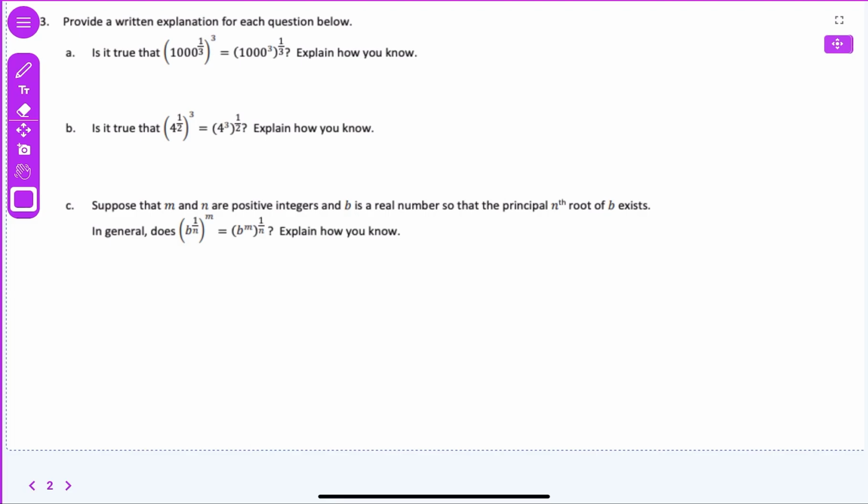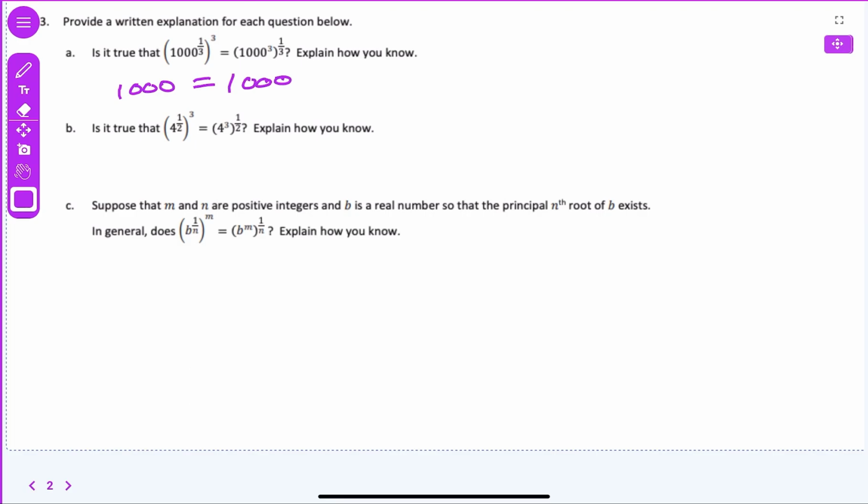Yeah, it is, because if you think about your exponent rules, and you have an exponent raised to an exponent, you just multiply them together, right? So it doesn't matter if you're doing 1,000 to the third to the 1/3 power. You're going to just multiply those together. So if you multiply 1/3 times 3, either way, it's going to end up being what? What is 1/3 times 3? 1, right? So both of those are going to equal 1,000.